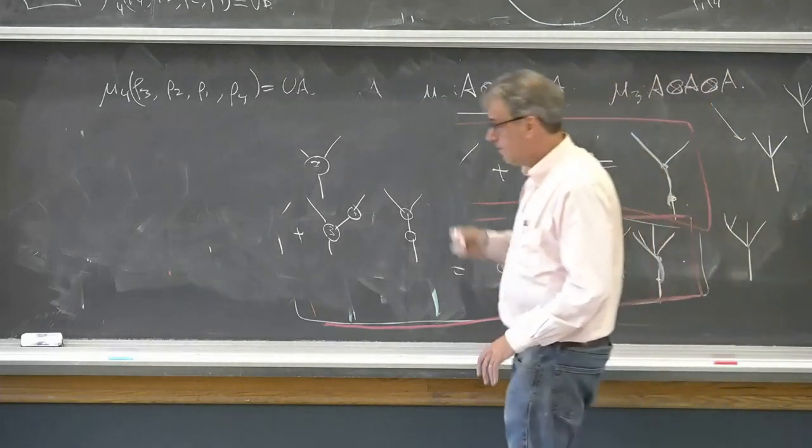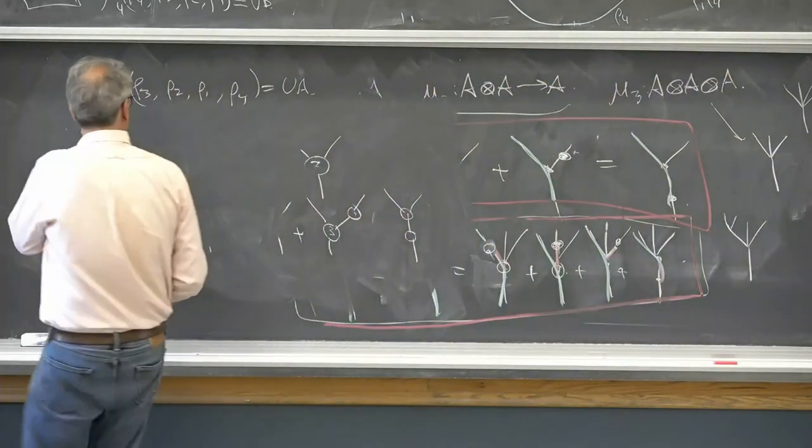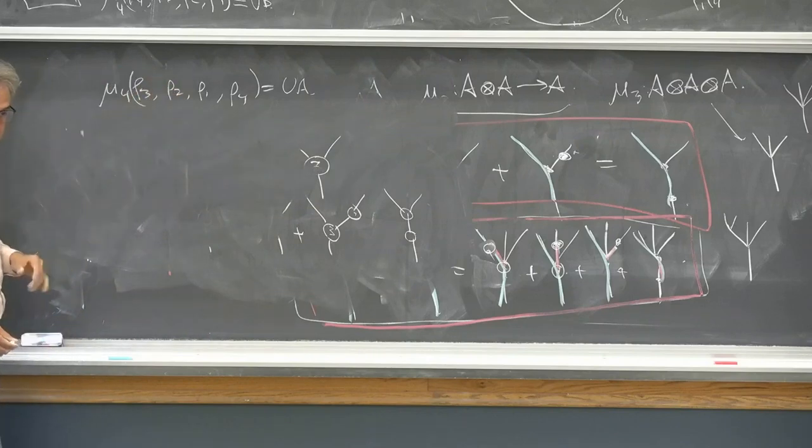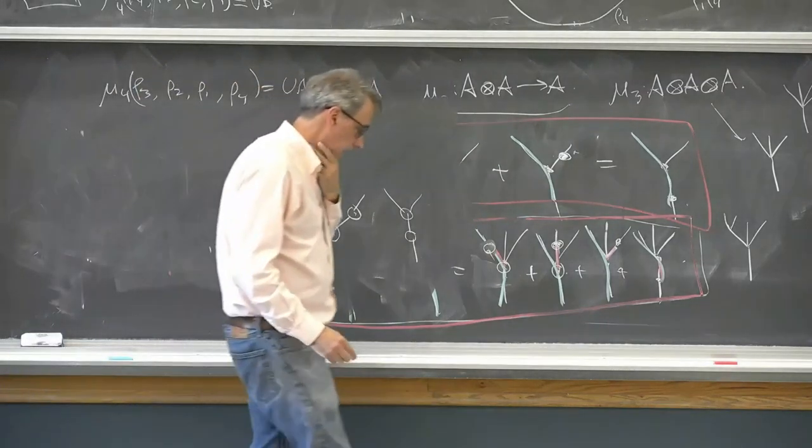Okay. Now, there are two more terms, which are the two other cyclic permutations of this.